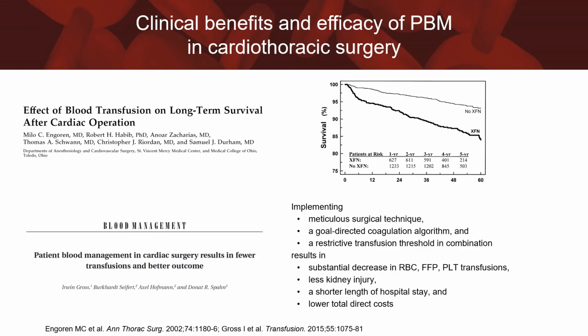In cardiothoracic surgery, there is an improved survival in patients who avoid transfusion, as seen in the graph at the top right. Patient blood management in cardiac surgery results in improved outcomes by implementing meticulous surgical technique, having a goal-directed coagulation algorithm, and restrictive transfusion thresholds. There is a substantial decrease in red cell, fresh frozen plasma, and platelet transfusions. This leads to a shorter length of hospital stay and lower direct costs.